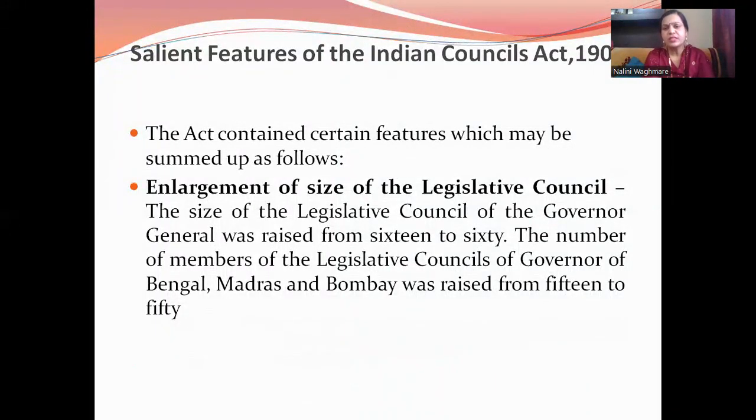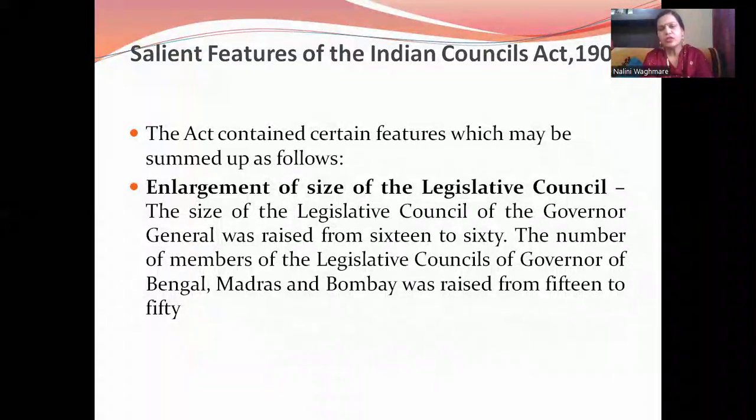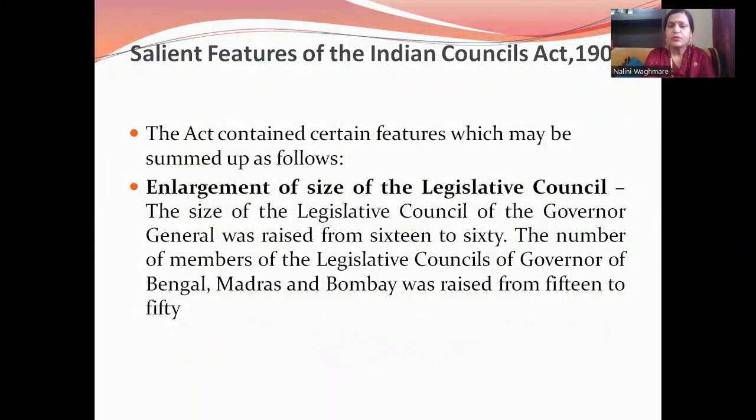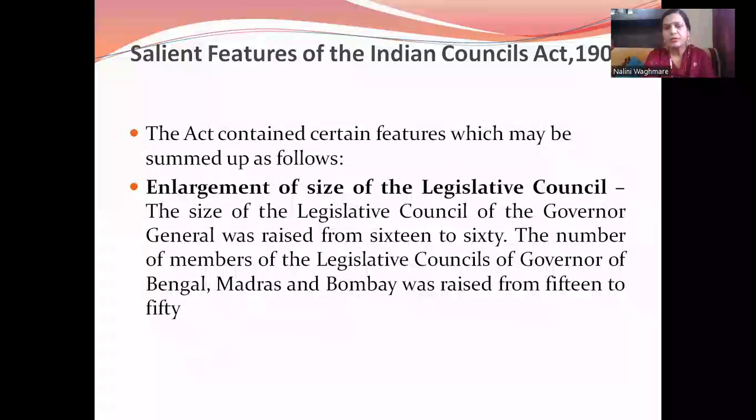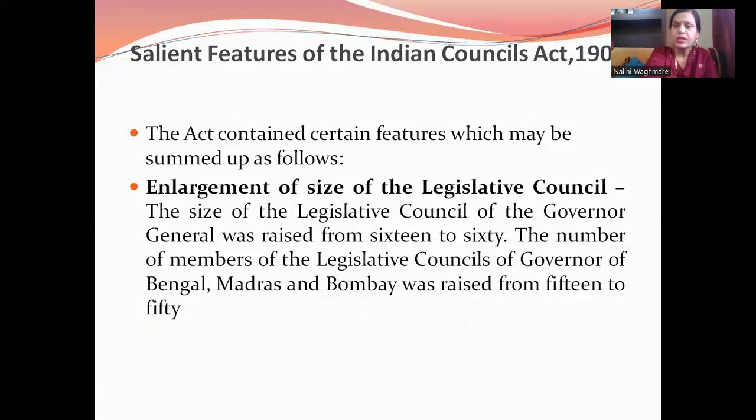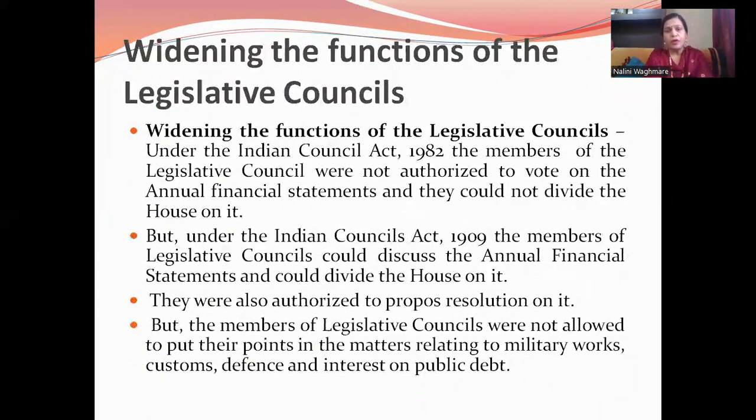Enlargement of the size of the Legislative Councils. The size of the Legislative Council of the Governor General was raised from 16 to 60. The number of members of the Legislative Councils of Bengal, Madras, and Mumbai was raised from 15 to 50. Widening the functions of the legislative councils.